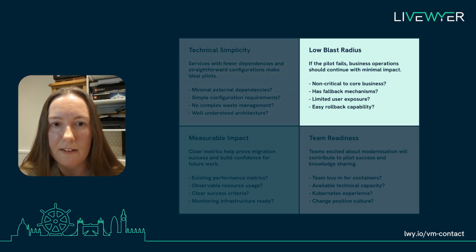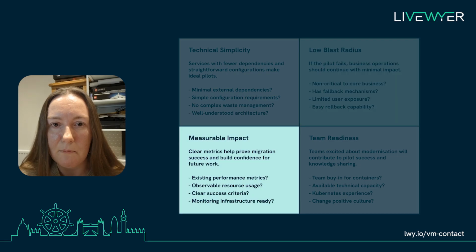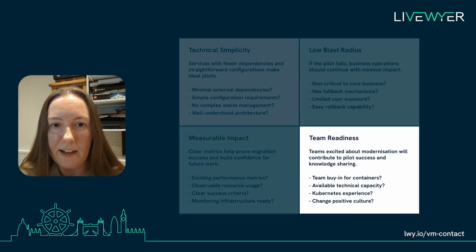Secondly is low blast radius. It's not on the critical payment path. If it breaks during migration, checkout might slow down, but sales will still continue. Thirdly is measurable impact. It outputs metrics which we can use to track response times, conversion rates, resource usage, and error rates, so we'll know immediately if the migration is working or not. And lastly is team readiness. The team already knows containers and can handle the application refactoring needed for containerisation. We're also confident that this team can push changes as needed and not block the project.